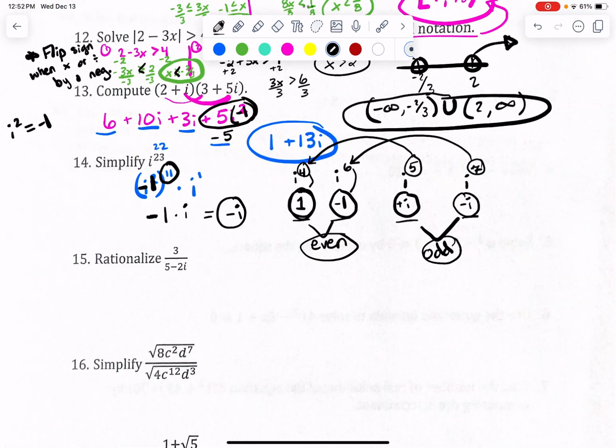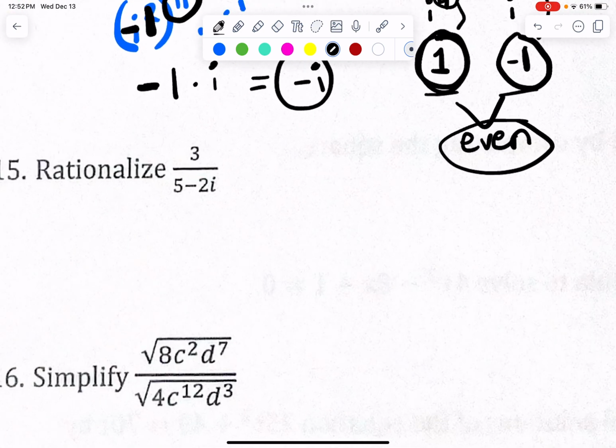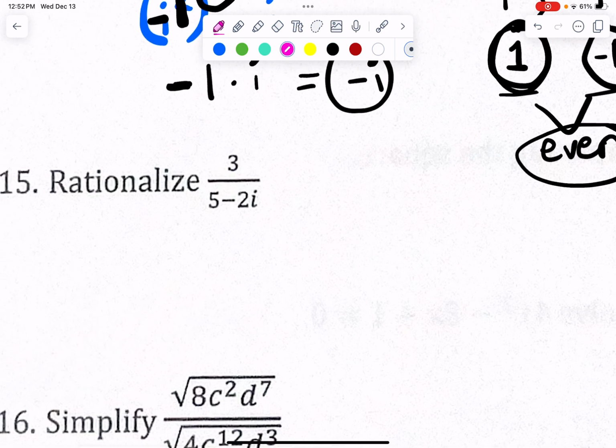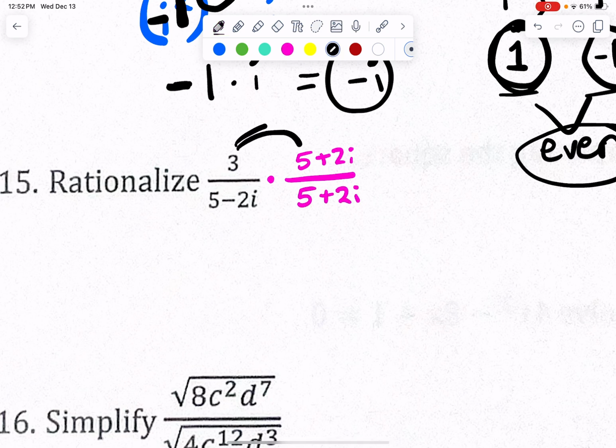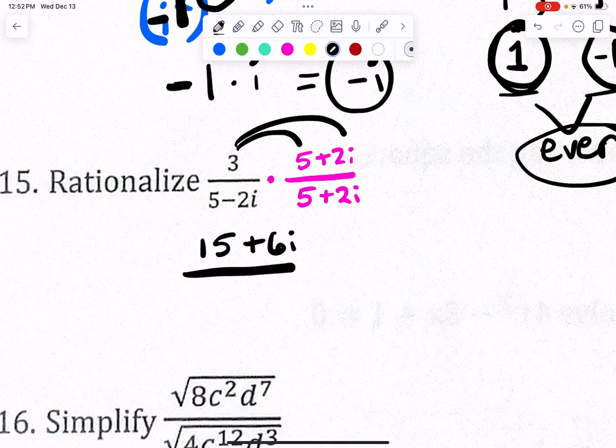Okay? All right, last one. Rationalize means get the i out of the bottom. We've got to multiply by 5 plus 2i over 5 plus 2i. Okay, so on the top, I'm just distributing. That will be 15 plus 6i on the top.